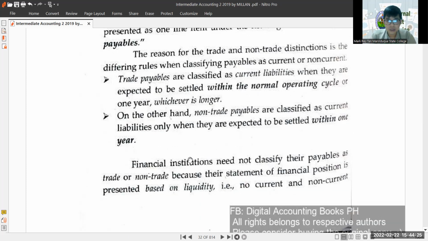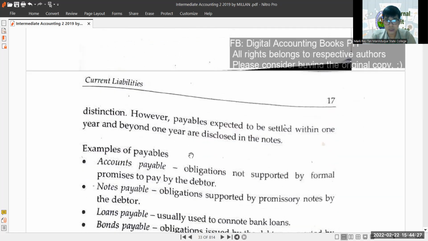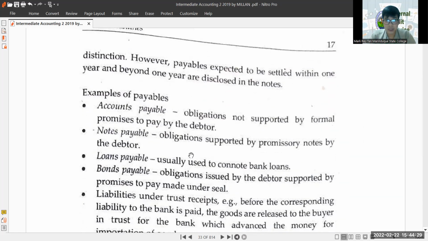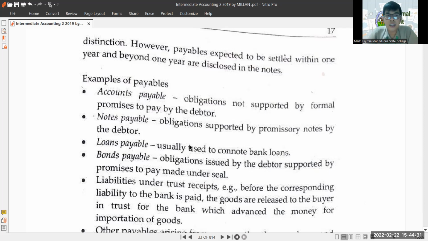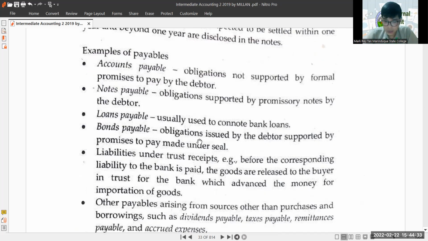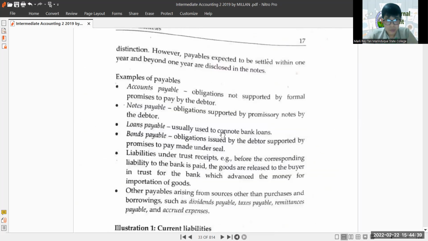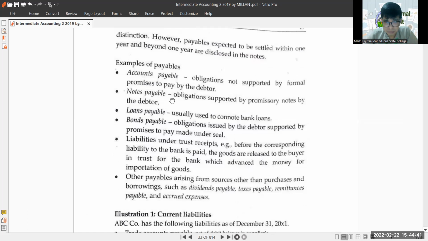Alright. Sige, ipasan ko na yan. Okay, konti na lang for this video recording. And so examples of payables. Ganun lang din ito, no? Okay, sige, pasadahan natin. Accounts payables, napaka-common na to sa atin.